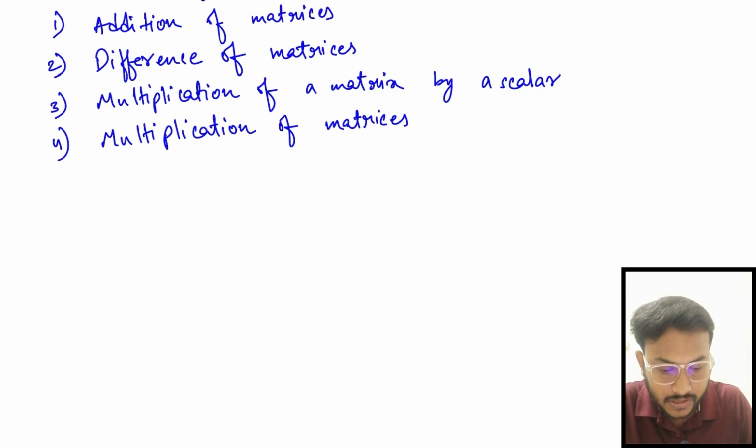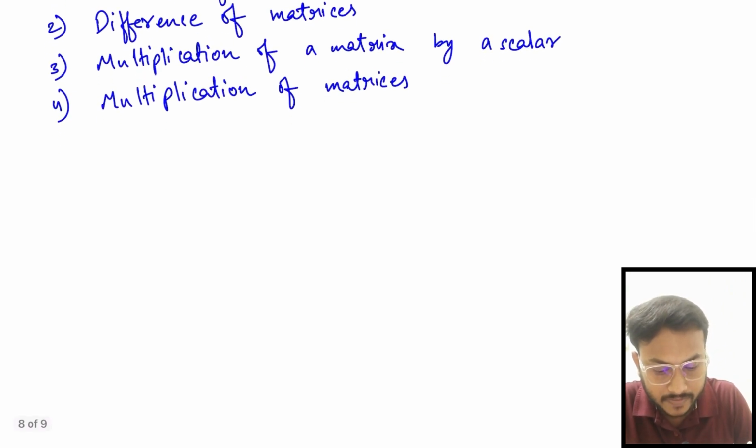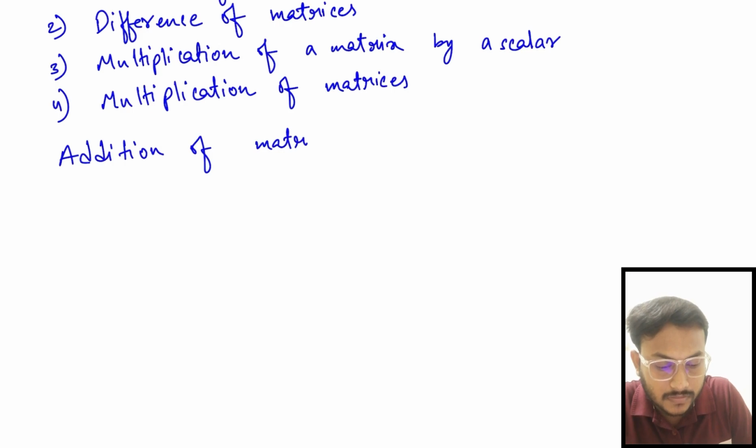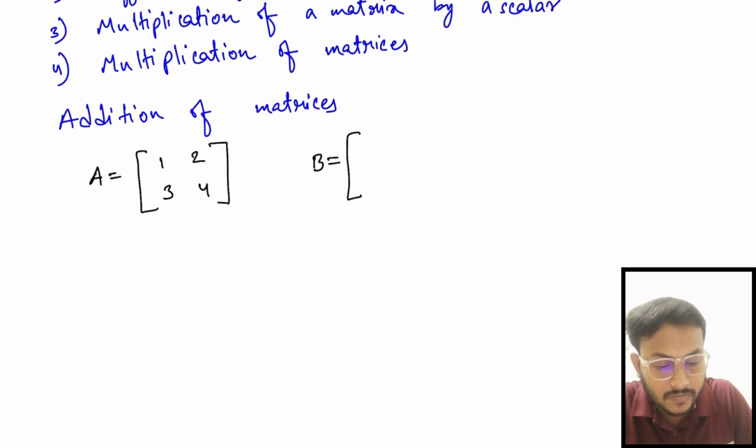So addition of matrices, how to add two matrices. Suppose a matrix is given to you. Let's say matrix A is given. This is matrix A. Let's say another matrix is given to you. So two matrices are given, matrix A and matrix B.